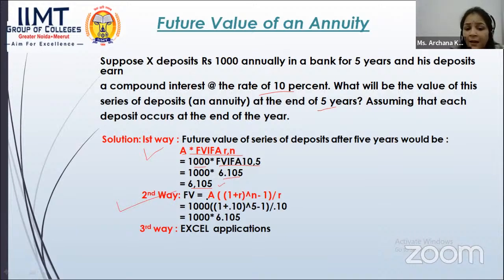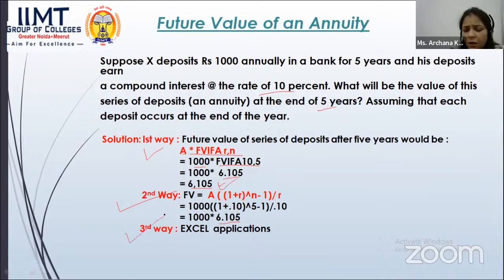We can multiply A, that is our investment, by the formula (1 plus R to the power n minus 1) upon R. We can put all these figures in the formula, that is (1 plus 0.10 to the power 5 minus 1) upon 0.10. We'll get 6.105. With the help of a scientific calculator, we can easily get this figure 6.105. So when you multiply 6.105 by 1000, we simply get 6105. This was the second way.